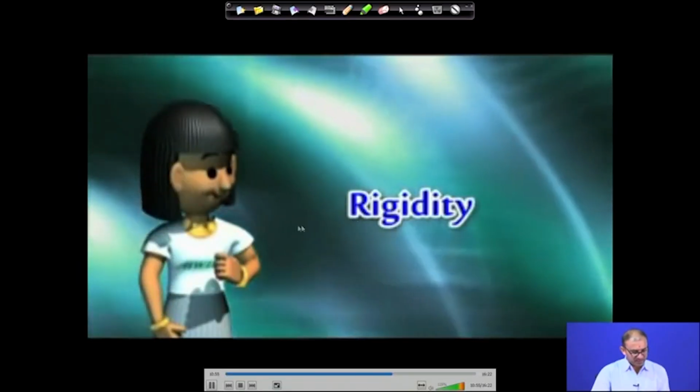Now, what is rigidity? Rigidity is mostly how we define the deformation under a force: how much force you are applying, and how much deformation is happening.